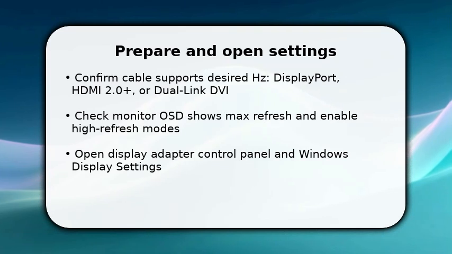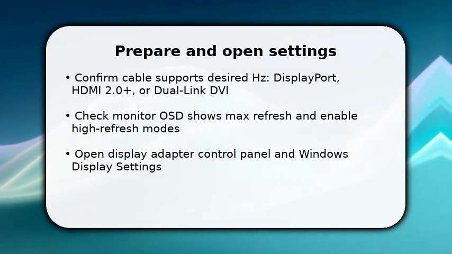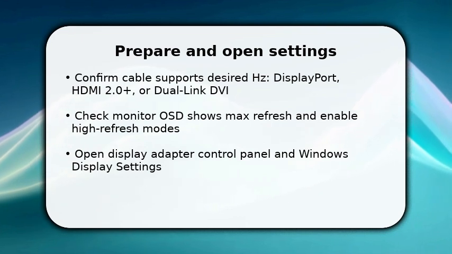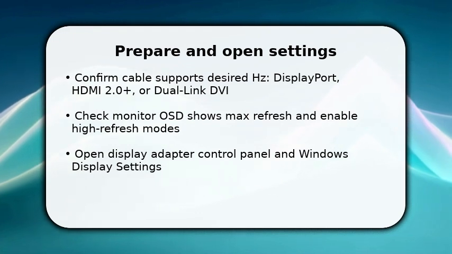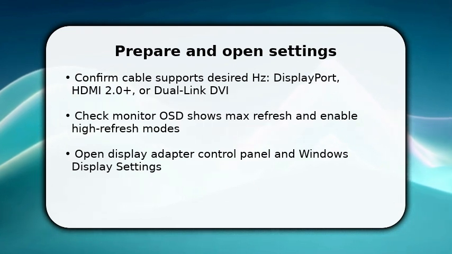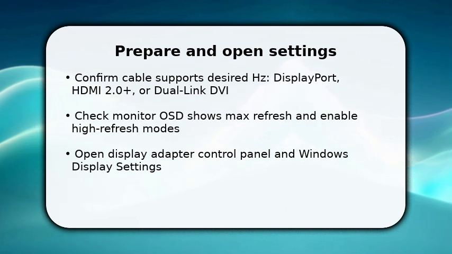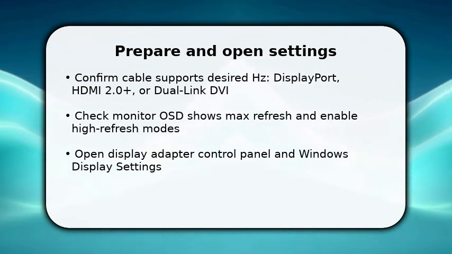You've confirmed the cable and monitor support the target refresh rate, so start by opening Windows Display Settings and your GPU control panel. In Windows, select the correct monitor, click Advanced Display Settings, then Display Adapter Properties. This fetches supported modes. Once done, make sure the monitor is set to its native resolution to avoid unsupported refresh options. Simultaneously launch NVIDIA, AMD, or Intel software. You'll need it to create or select higher refresh modes if Windows doesn't list them.